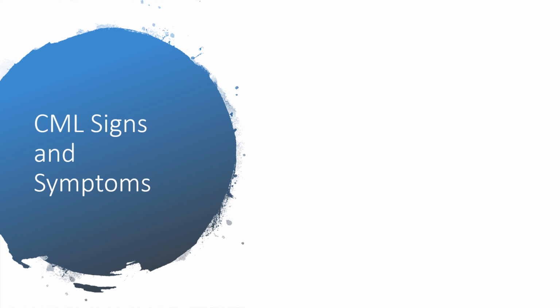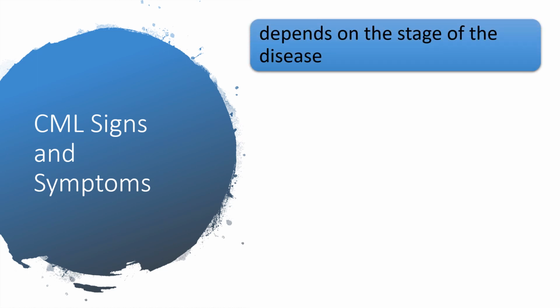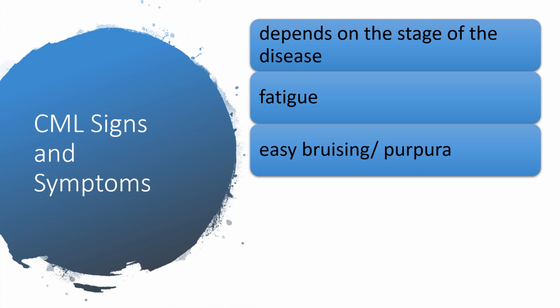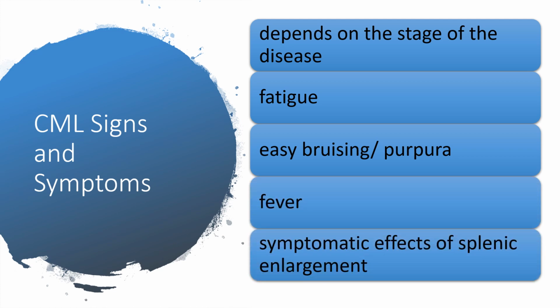Signs and symptoms of chronic myelogenous leukemia will depend on the stage of the disease where the patient is on. General signs and symptoms would include fatigue, easy bruising or the formation of purpura, fever, and some splenic enlargement.